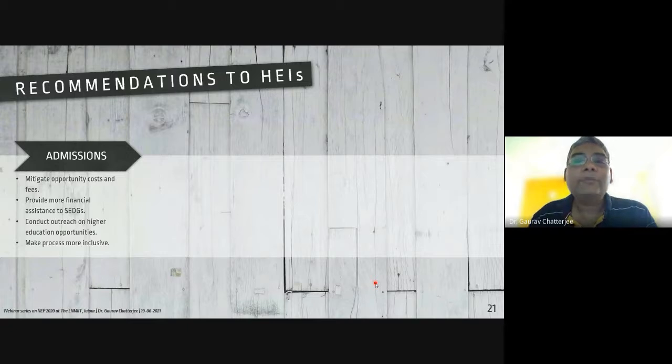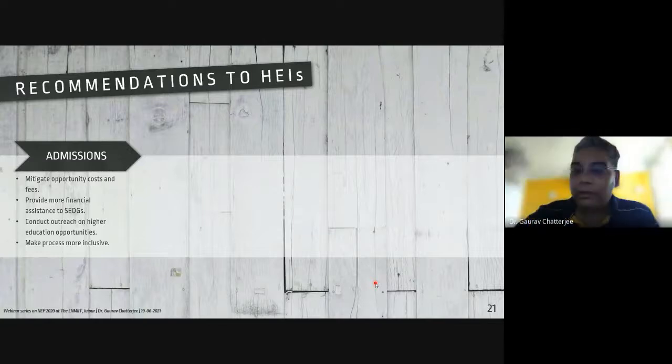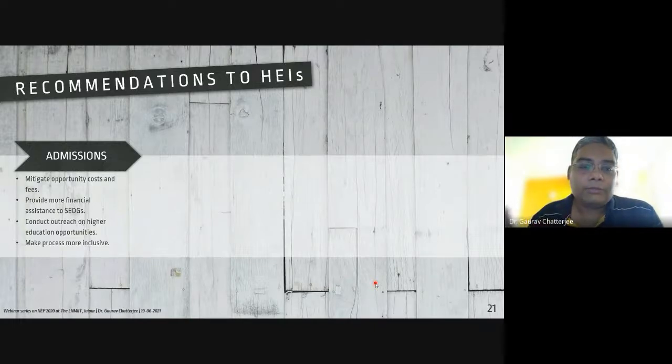The government says opportunity costs are like application costs, cost to attend an interview, for example. Maybe we can provide students one-time incentive of subsidizing their travel cost to the institute for one time. These kind of things that we need to think about. Then to provide more financial assistance to the SEDGs, to conduct outreach on higher education opportunities, and to make the process more inclusive. Okay, the inclusivity is a common theme that you will see throughout the entire document.